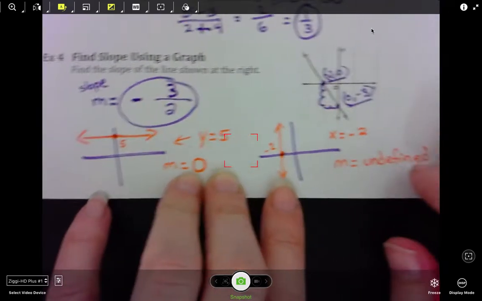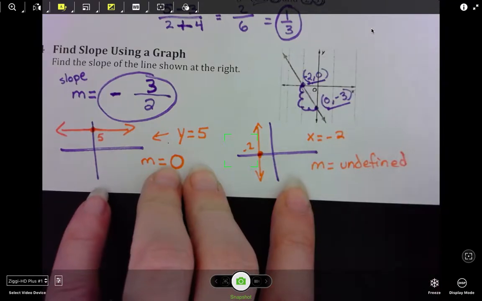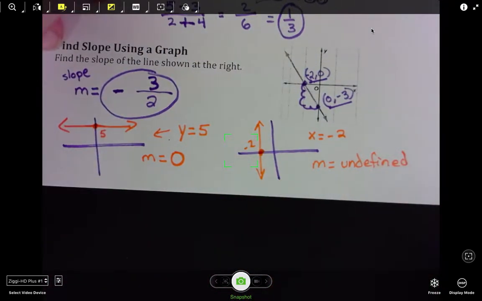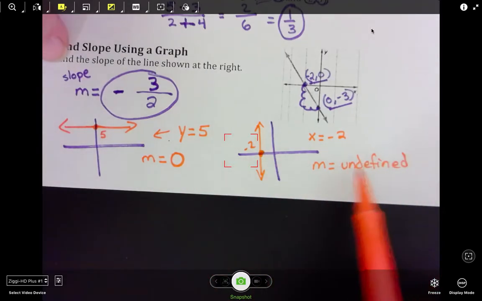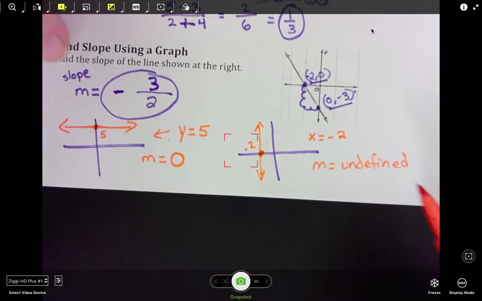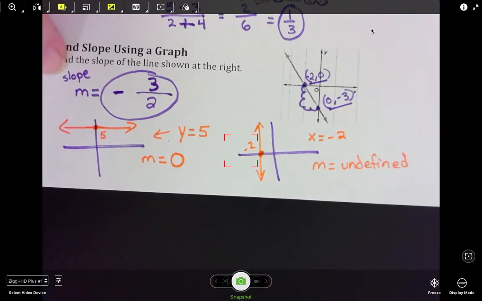So you might see in your homework assignment, I don't think they do it to you this section, but we'll eventually get to a point where we talk about slopes of 0 and slopes being undefined. Those are referring to horizontal lines and vertical lines. So this might be something that you want to add to your notes so that you can get that information now, and it'll be easier for you to understand later on.